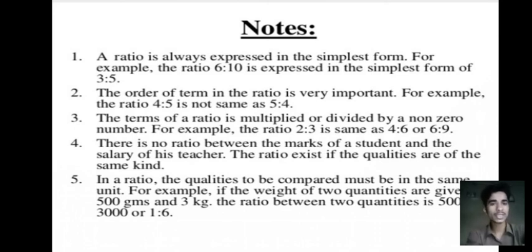There is no ratio between the marks of a student and the salary of his teacher. A ratio exists only if the quantities are of the same kind. In a ratio, the quantities to be compared must be in the same unit. For example, if the weights of two quantities are given as 500 grams and 3 kilograms, the ratio between the two quantities is 500 and 3000, or 1:6.